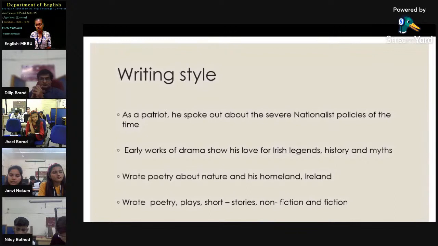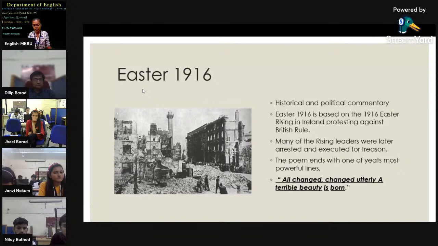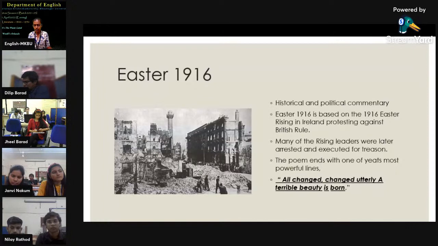Presenting W.B. Yeats' poems, which are not a part of our syllabus. The famous poem by W.B. Yeats, Easter 1916, is a historical and political commentary. It is based on the 1916 Easter Rising in Ireland, protesting against British rule. Many of the rising leaders were later arrested and executed for treason. The poem ends with one of its most powerful lines: "All changed, changed utterly. A terrible beauty is born."